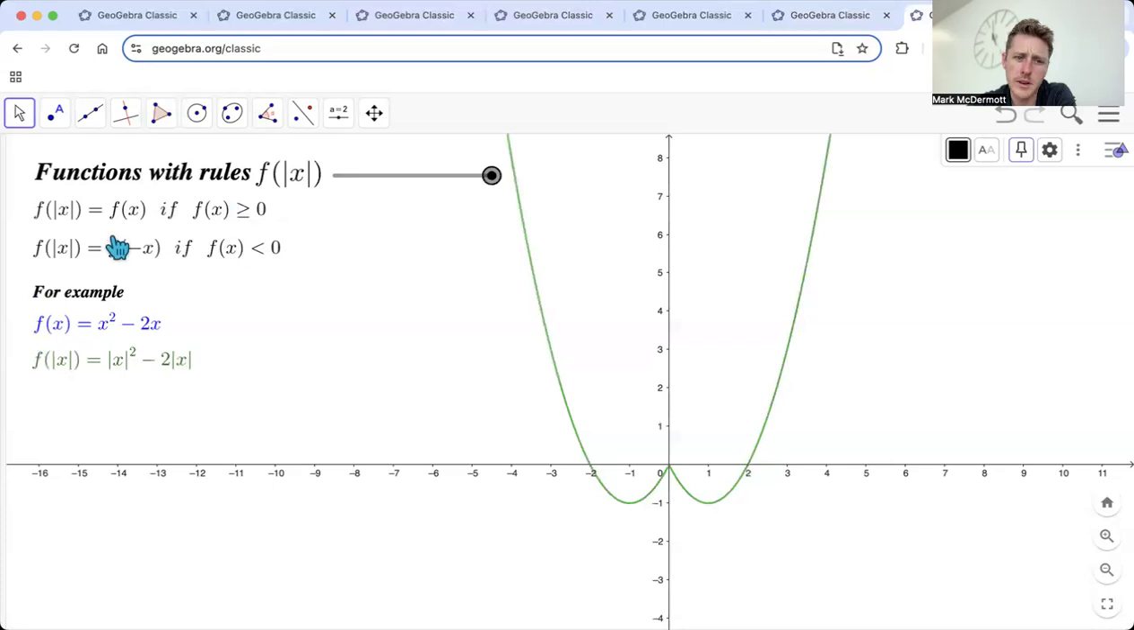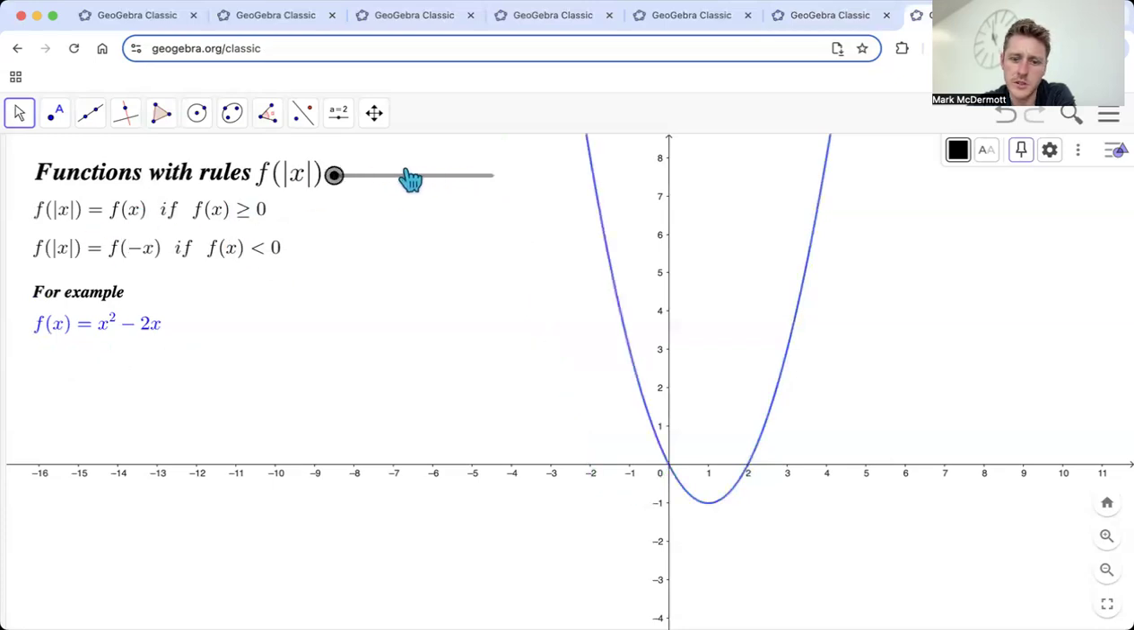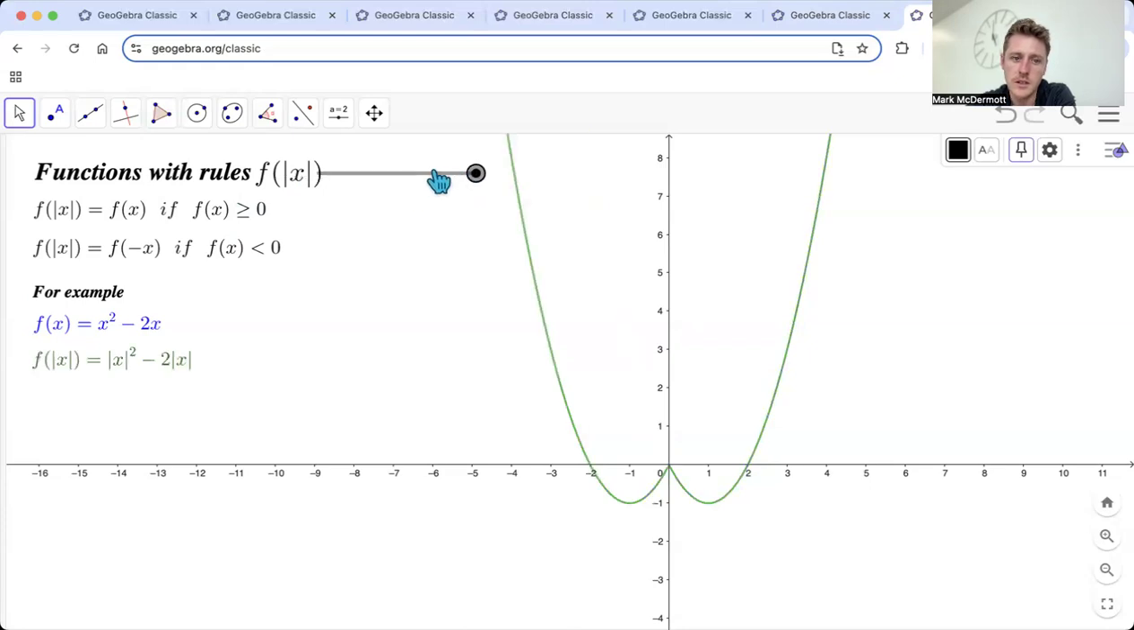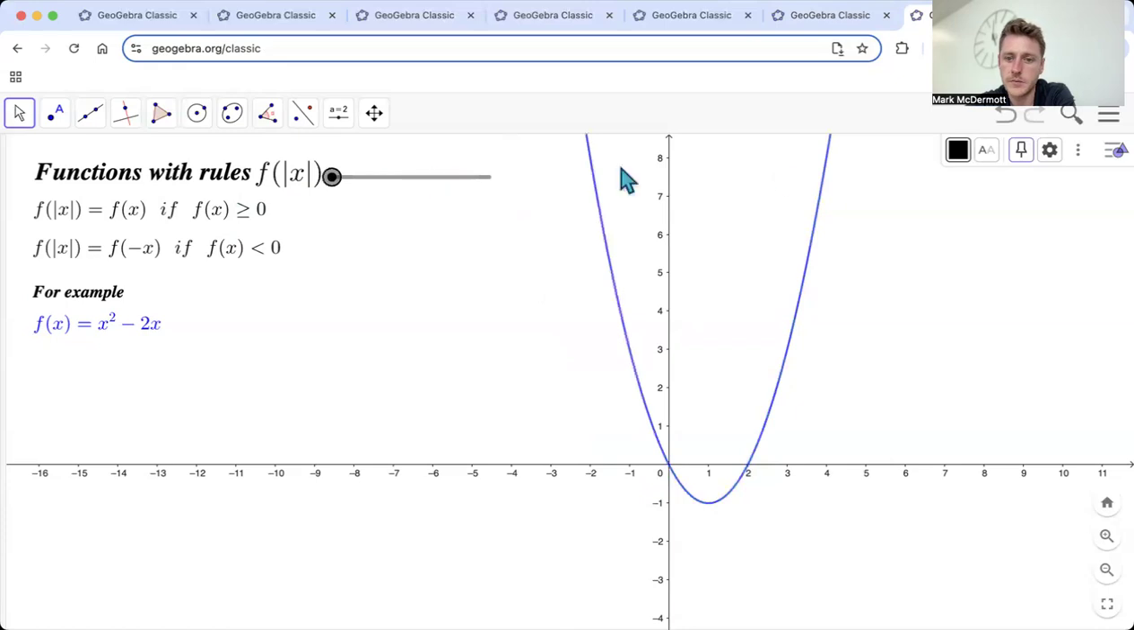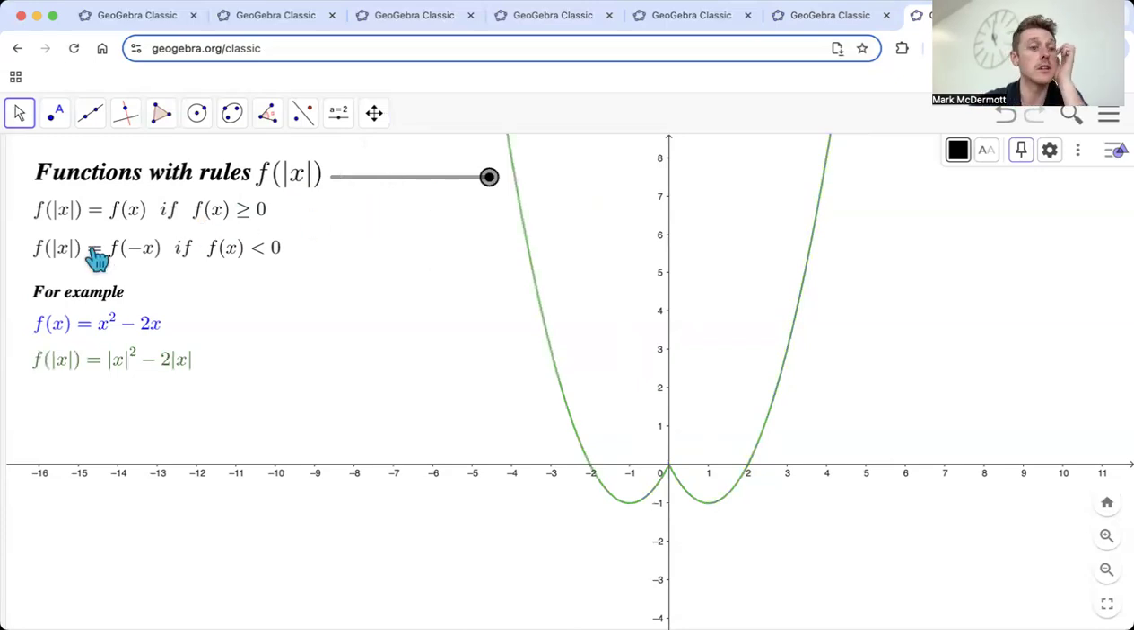And what we want to do is think about, well, why is that the case? I encourage you to think about what's going on from here. And maybe you notice it's something to do with reflecting in the y-axis, or it looks like it is anyway. It's been taken from over here, and then it's been put up here, right? And so let's see what this says. So f of mod x equals f of x.